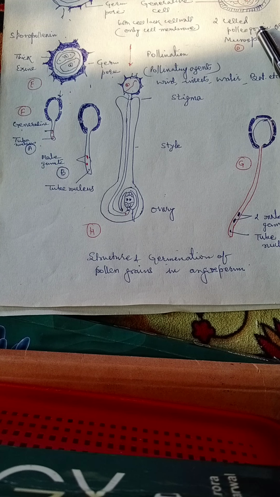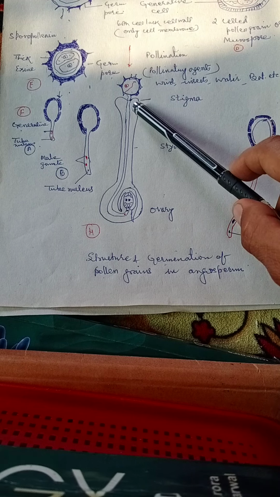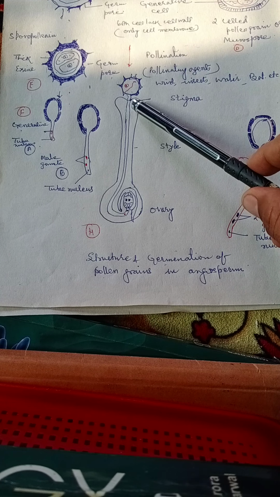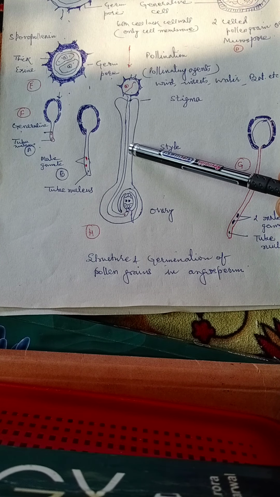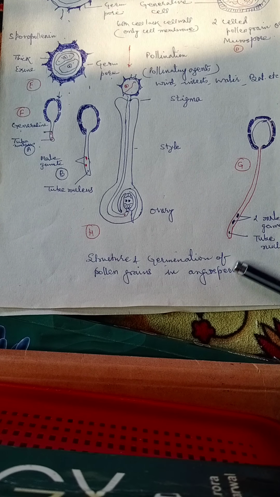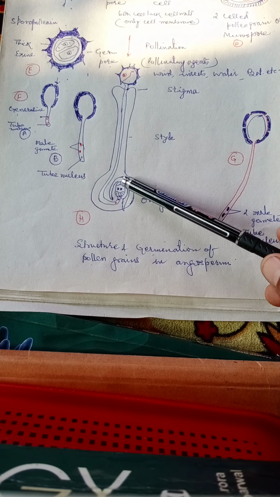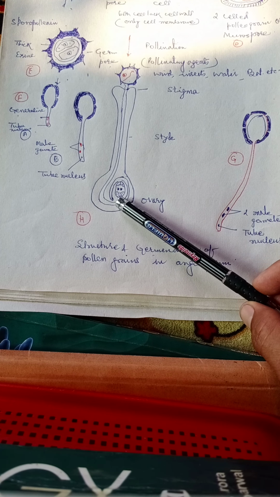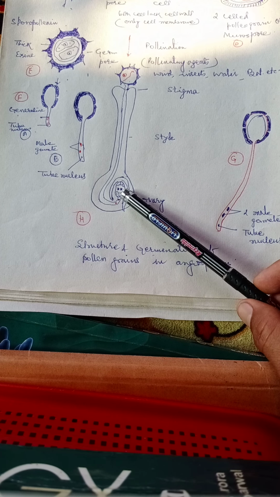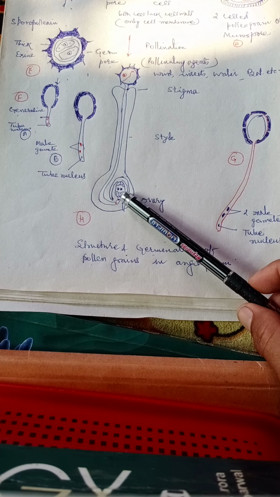So after this, the pollen grain is transported to the stigma of the pistil, and the two male gametes fuse with the egg and polar nuclei of the ovule. Since two male gametes fuse simultaneously inside the ovule, this is called double fertilization.